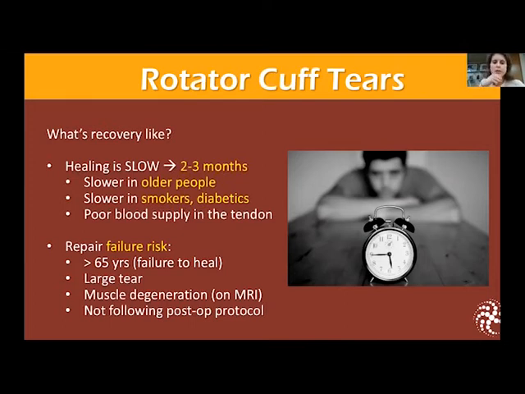Other failure risks are if you have a larger tear, and of course, as we talked about, muscle degeneration. That means that because it's a bigger tear, and if you haven't been using the muscle, you can get some fat infiltration into the muscle belly, which means that the muscle is just not as amenable to healing. And then the other thing is, of course, not following post-op protocol. If you do too much too quickly, you could just basically pull the repair out, pull the tendon out of the suture.